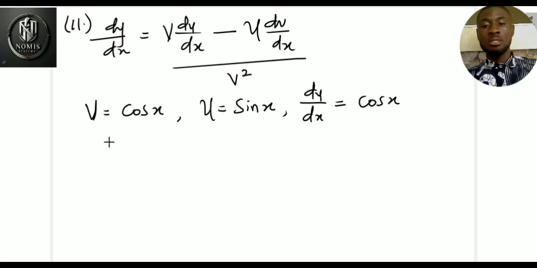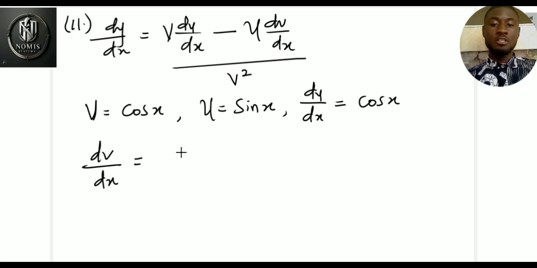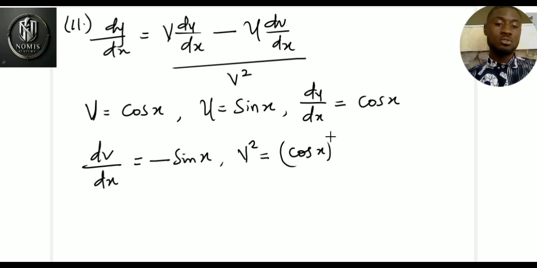Good. Then what about dv/dx? When you differentiate v, which is cos x, you have minus sine x. Then what else do we need? v squared. Remember, v squared is just cos x squared. So these are the parameters that we need in the quotient rule formula. So let's put all these parameters into the formula and then simplify.